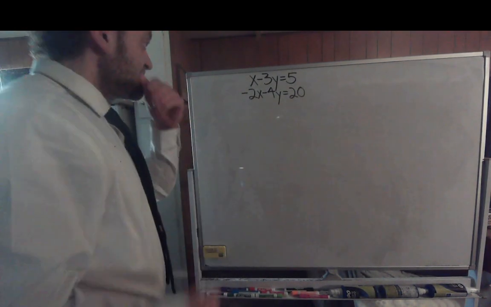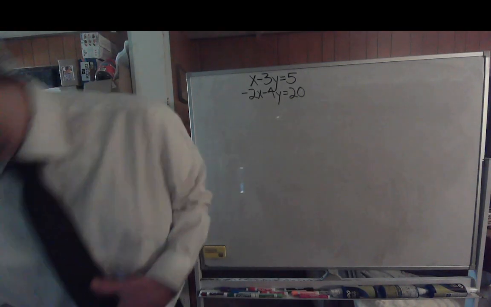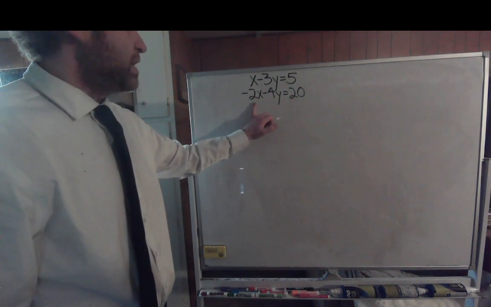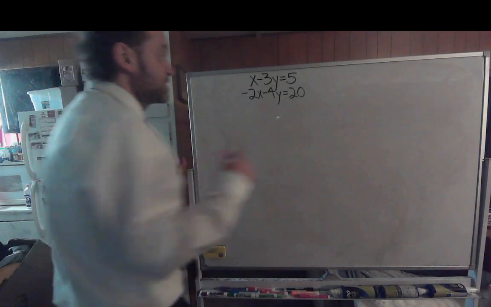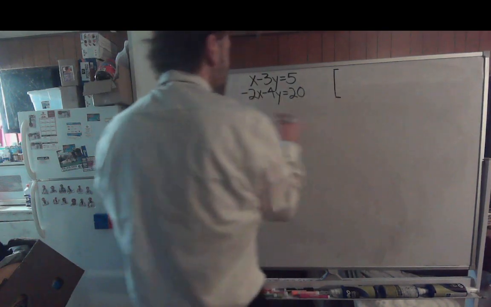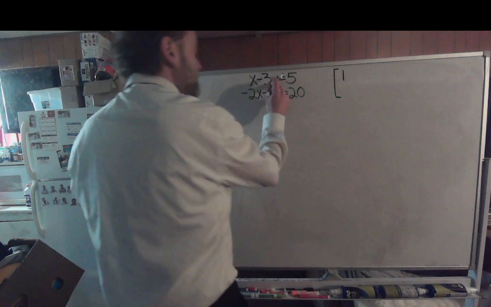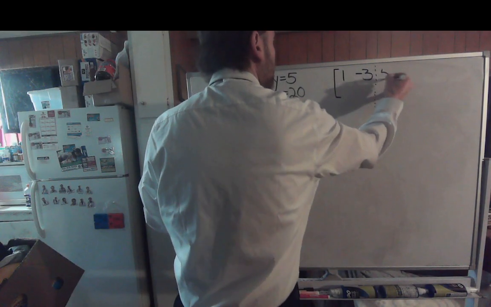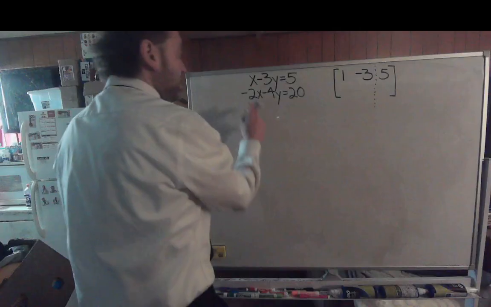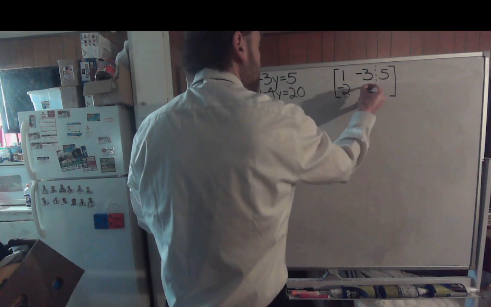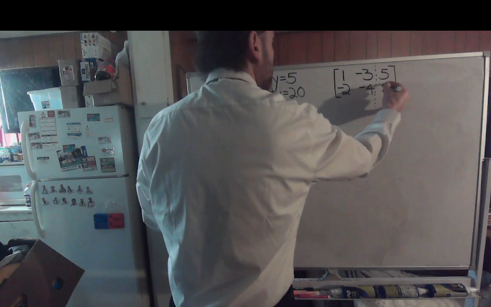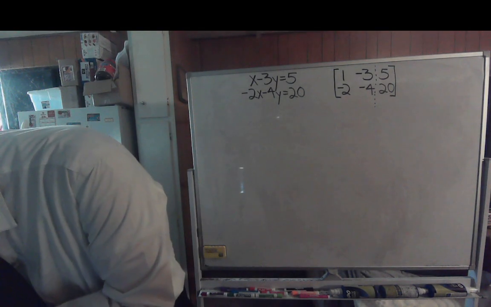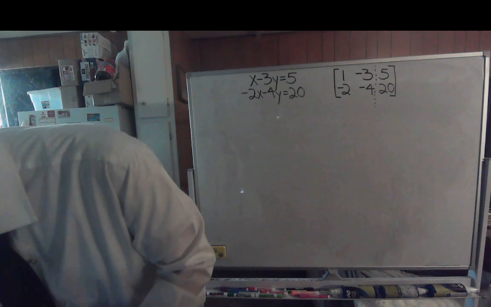Alright, so we have this system here of x minus 3y is equal to 5, negative 2x minus 4y equals 20. So let's go ahead and set up our matrix here. 1 on the x, negative 3 on the y, then to the right of that augmented line, put your 5. Then you have negative 2 on the x, negative 4 on the y, and then 20 to the right of the augmented line. Making sure I got those right.